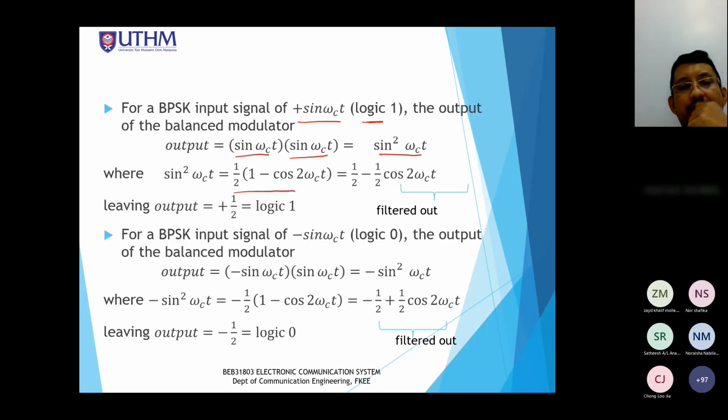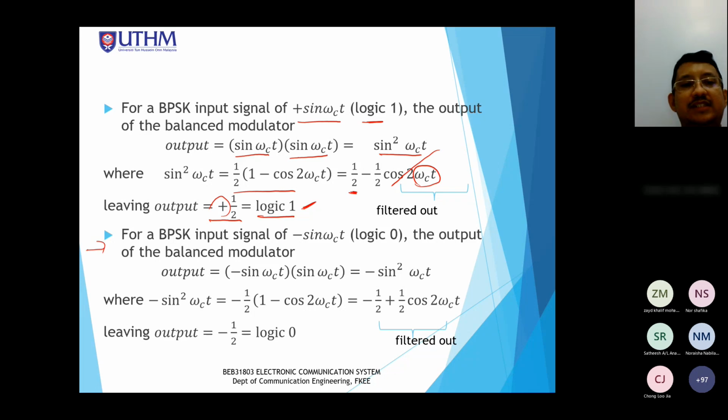So for sine squared, we have a 1/2 DC voltage minus 1/2 cos 2 omega ct. This is a high frequency component. When we pass through the low pass filter, the high frequency is filtered out. After the low pass filter, it leaves the positive 1/2, or logic 1, because it is positive.